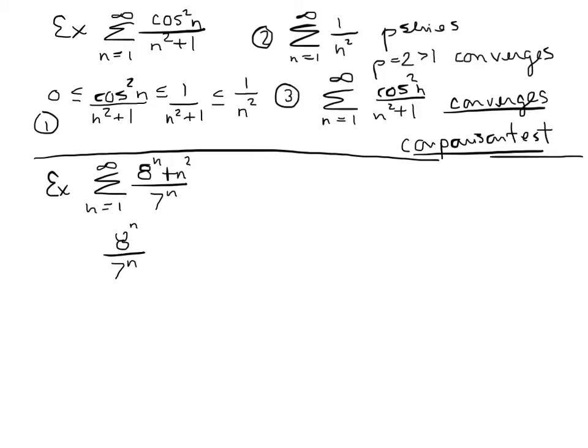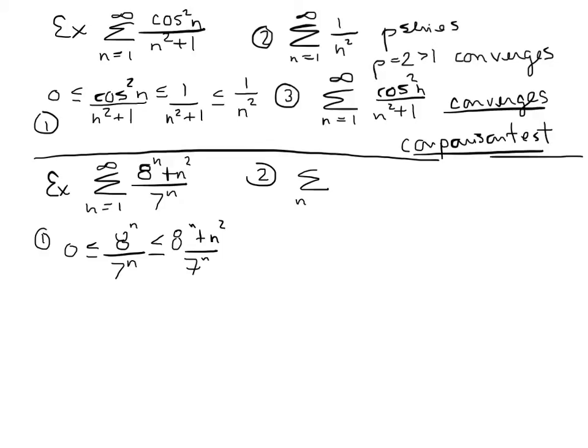So if I add something to the top, that makes it bigger. So 8^n plus n squared over 7^n is going to be bigger than 8^n over 7^n. These are both bigger than 0. That's important. And there's my first thing. There's the inequality.